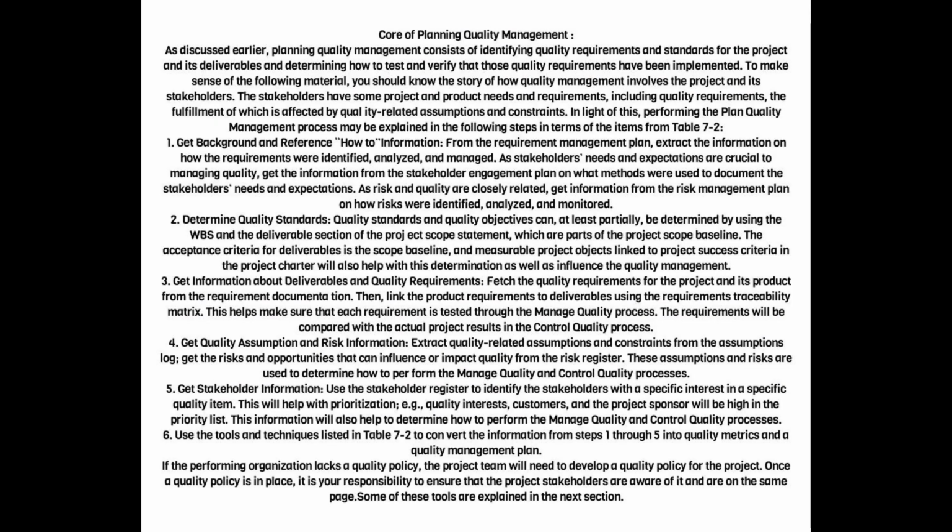Core of planning quality management. As discussed earlier, planning quality management consists of identifying quality requirements and standards for the project and its deliverables and determining how to test and verify that those quality requirements have been implemented.